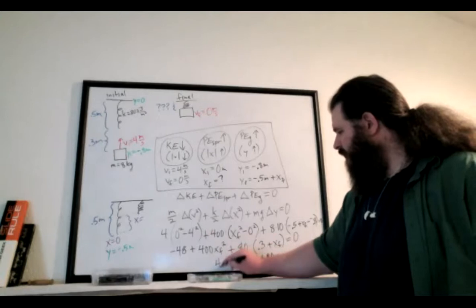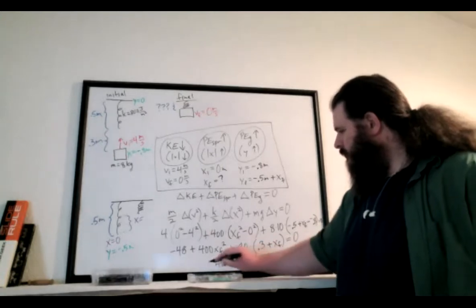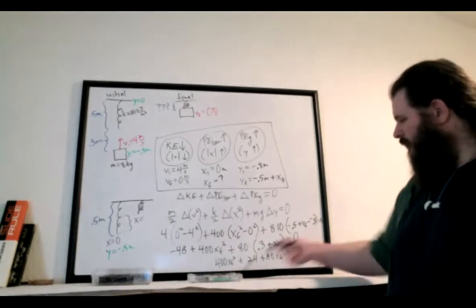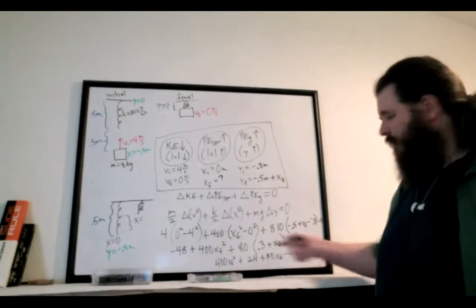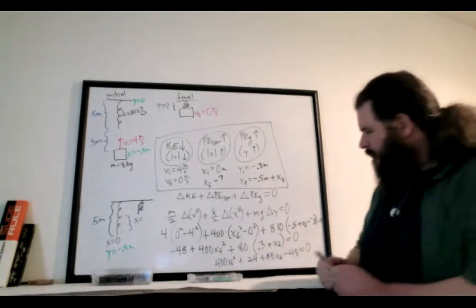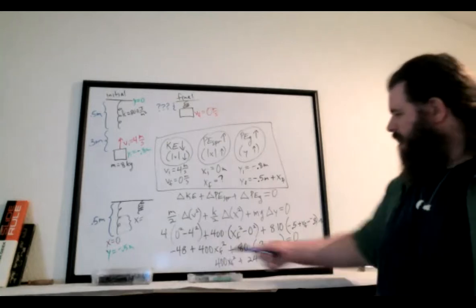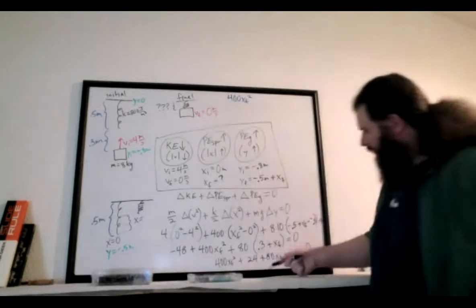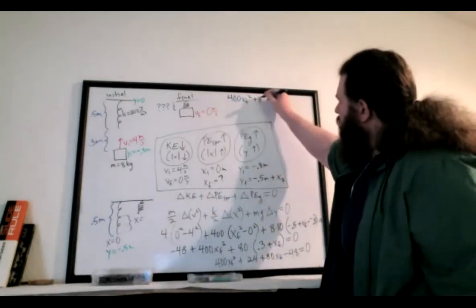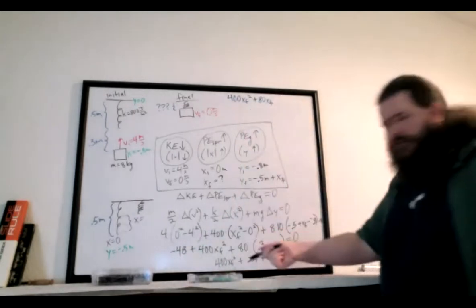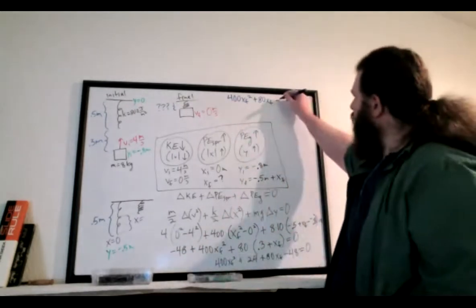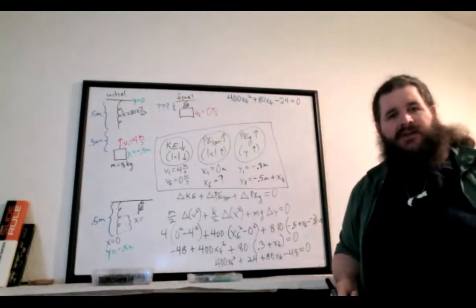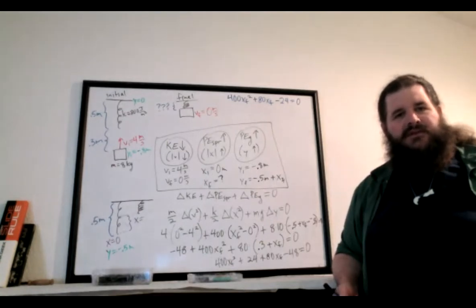Plus 400 x final squared. And then a minus 48. And the 24 and the minus 48 would combine into just minus 24. So we end up with 400x final squared plus 80x final plus 24 minus 48, which simplifies to minus 24, equals 0. So now we have an equation we can solve for x final. Any questions on the algebra there so far?